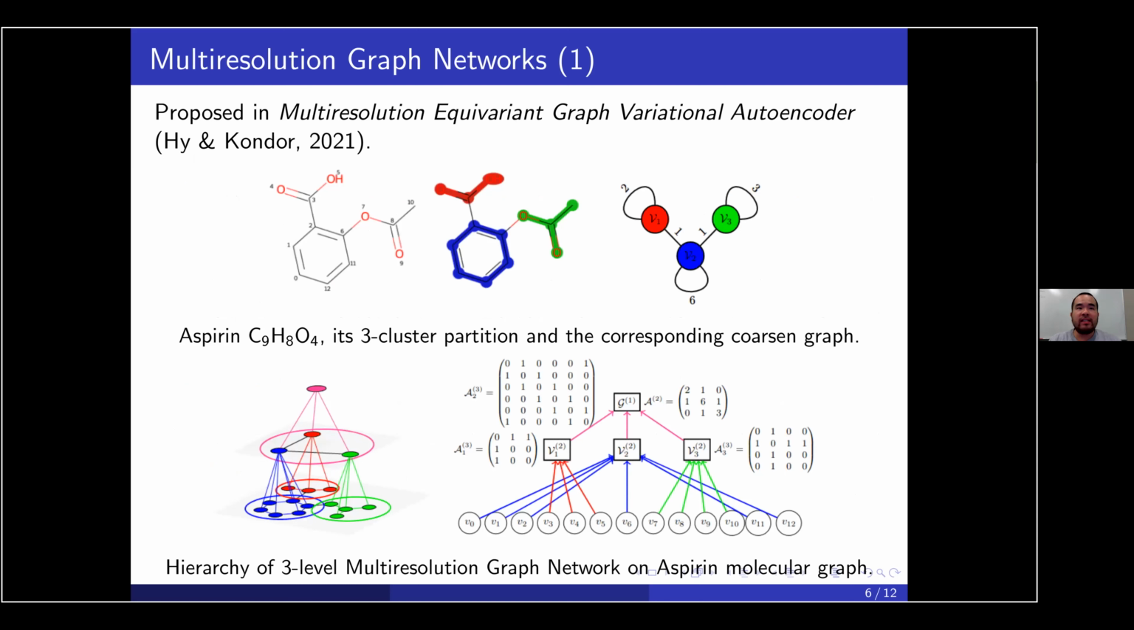The core of our model is the multi-resolution graph network, MGN, that was originally proposed in our previous paper, multi-resolution equivariant graph variational autoencoder. MGN applies higher order message passing neural networks to learn to coarsen or cluster the graph on each resolution and build a hierarchy of latents in a data-driven manner. The top figure shows the aspirin molecular graph, its three cluster partitions, and the corresponding coarsened graph. The bottom figures show its hierarchy of three resolutions.